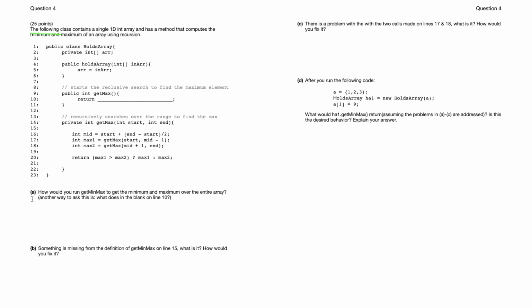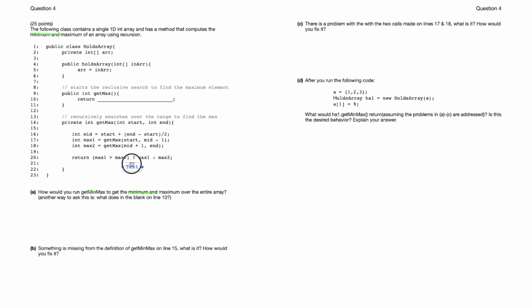Okay, so the first question we're asked: how would you run get min max? Well, it's again supposed to be just get max. You can see I made this problem a little bit different right before I gave it to you guys to get the minimum and maximum over the entire array. Another way to ask this is, what does the blank on line 10 do?